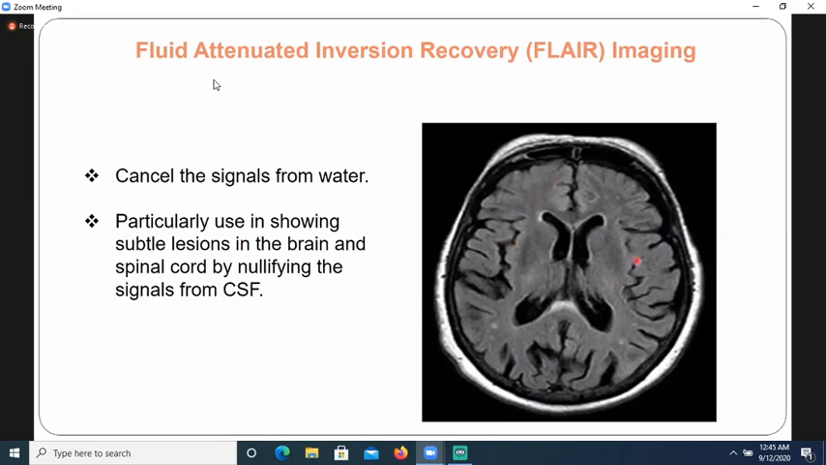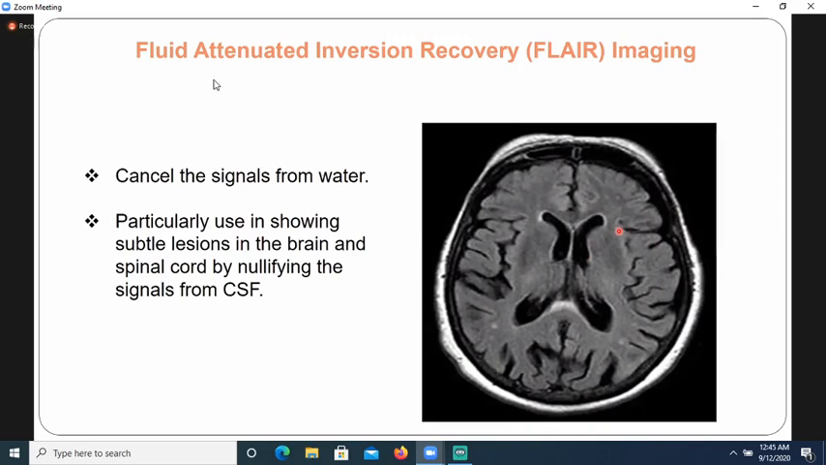So whatever the abnormal fluid present, either edema, any lesion, tumor, ischemia, or lacunar infarct, it appears bright on the FLAIR image because these are abnormal fluid. While normal fluid appears black, like CSF in the ventricle, or encephalomalacia, when there is brain atrophy or brain necrosis, so it is replaced by the CSF. So that also appears black on the FLAIR imaging.